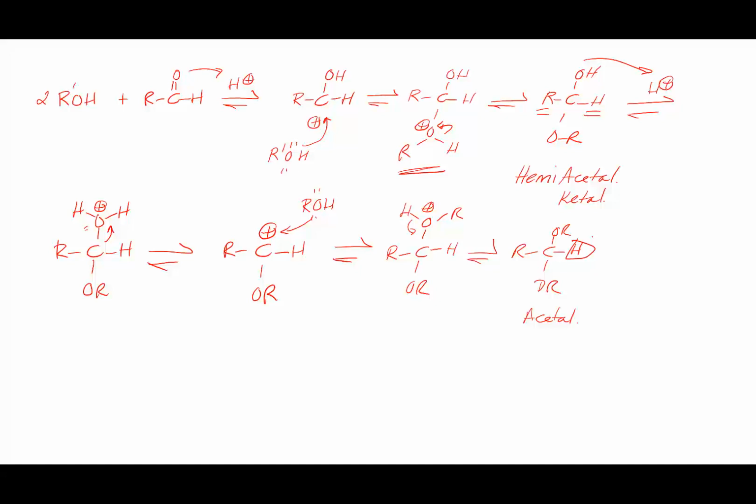So this is the mechanism for forming an acetal from the reaction of an alcohol, 2 equivalents of an alcohol, and an aldehyde. If I asked you how to write the mechanism here for a ketone, you would just erase all the H's of the aldehydes and put in R groups, and they're all ketones.